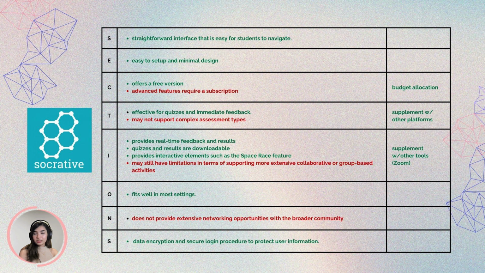Networking: it provides real-time feedback and assessment, supporting interaction within the course. However, it does not directly facilitate networking beyond the immediate educational context. Mitigation: combine Socrative with platforms like online forums or community groups where students can discuss their experiences and insights, fostering external connections. For the security and privacy, data encryption and secure login procedures protect user information.